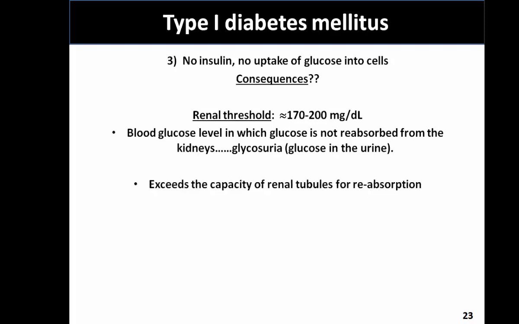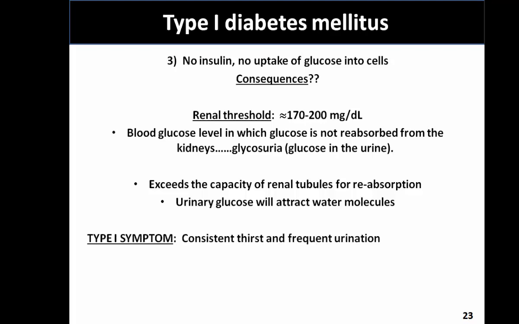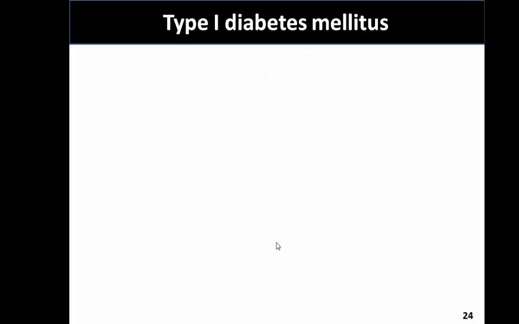And so this results, as I mentioned, from exceeding the capacity of renal tubules, the functional units in the kidney, to reabsorb those extra glucose molecules. The extra glucose molecules that are not reabsorbed will attract water molecules, and that will result in the excessive production of even more urine. So a telltale symptom of type 1 diabetes is consistent thirst and frequent urination. And these were signs and symptoms that were first observed over 2,000 years ago.